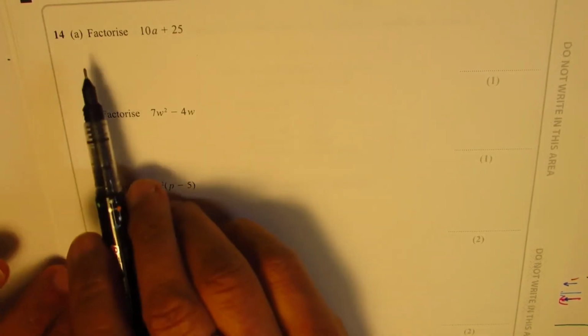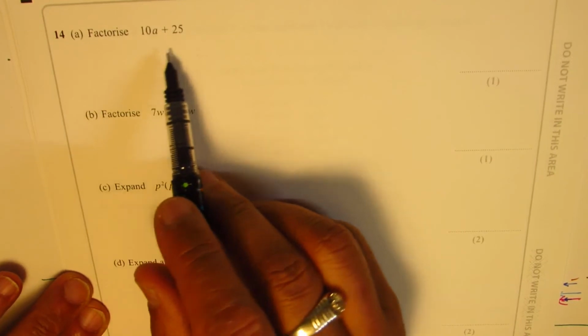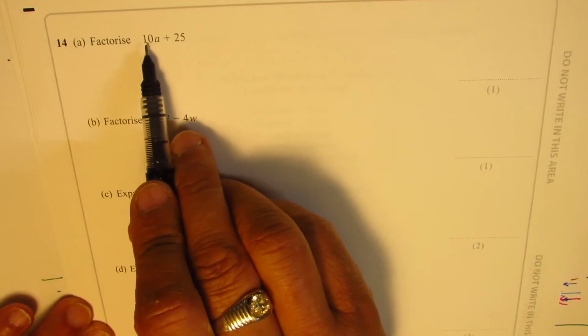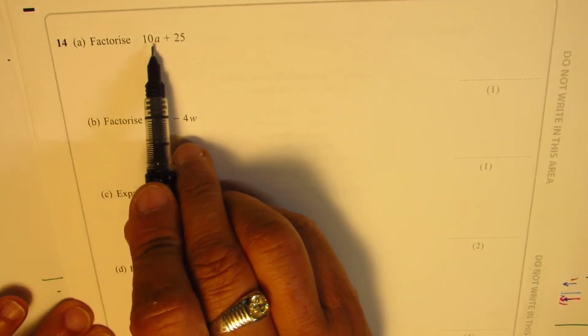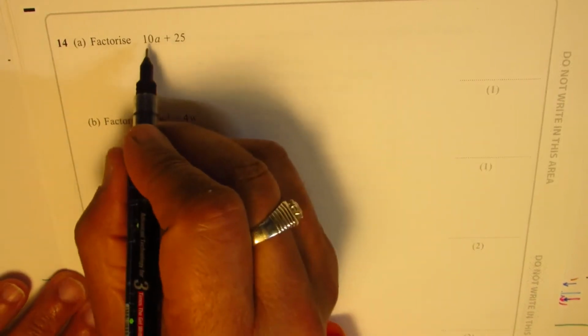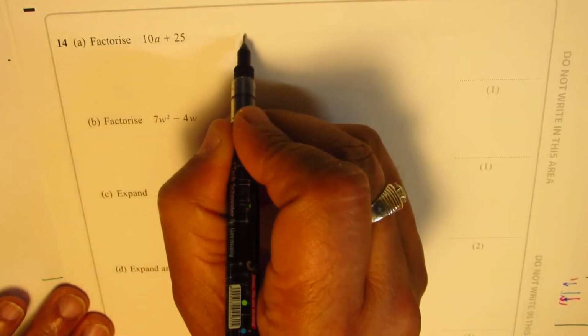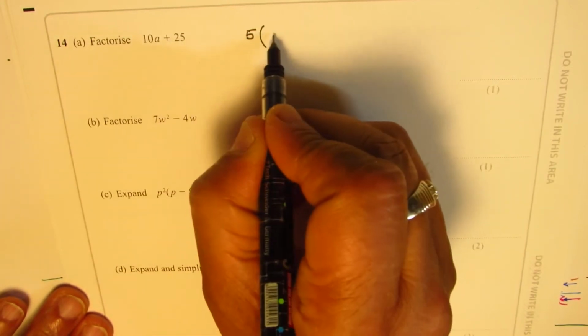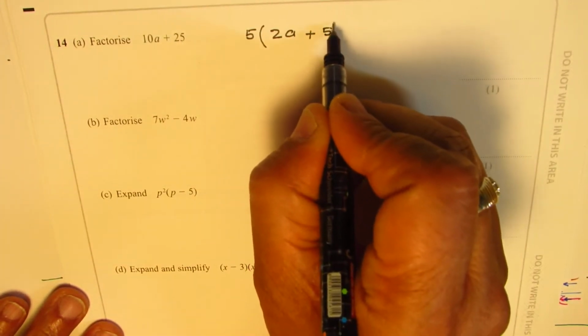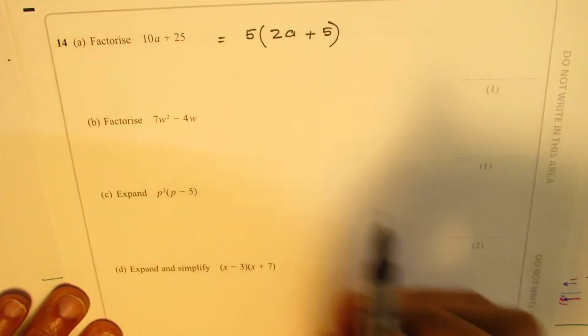Question number 14 is factorize. Now here we'll see in these two examples how to factorize. In factorization, we take common factors. 10a plus 25. Now 5 is common, correct? You could write this as 5 times 2a. So 5 is common. So it becomes 5 times 2a plus 5 times 5 is 25. So that is your answer, right?